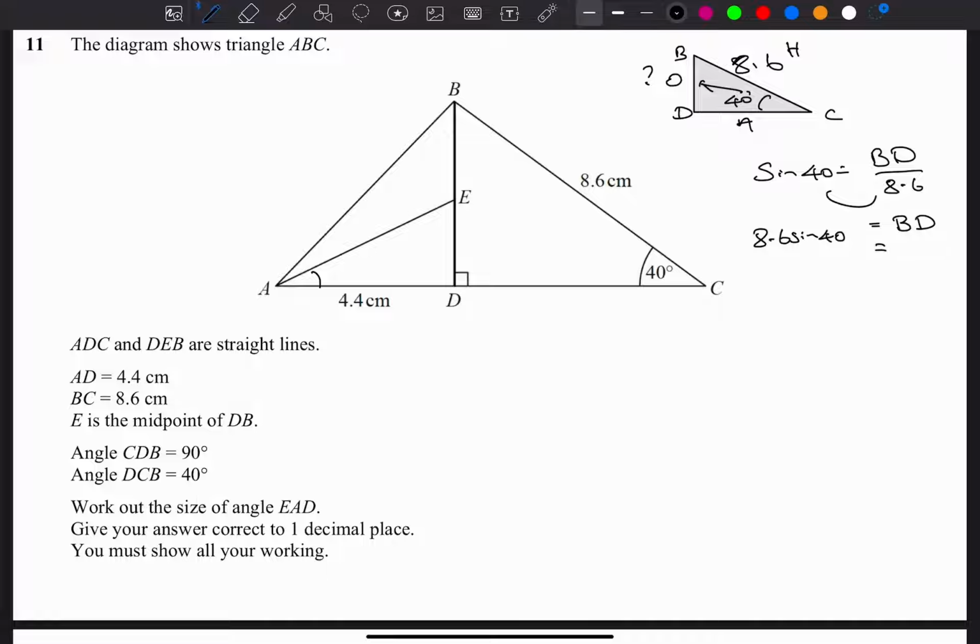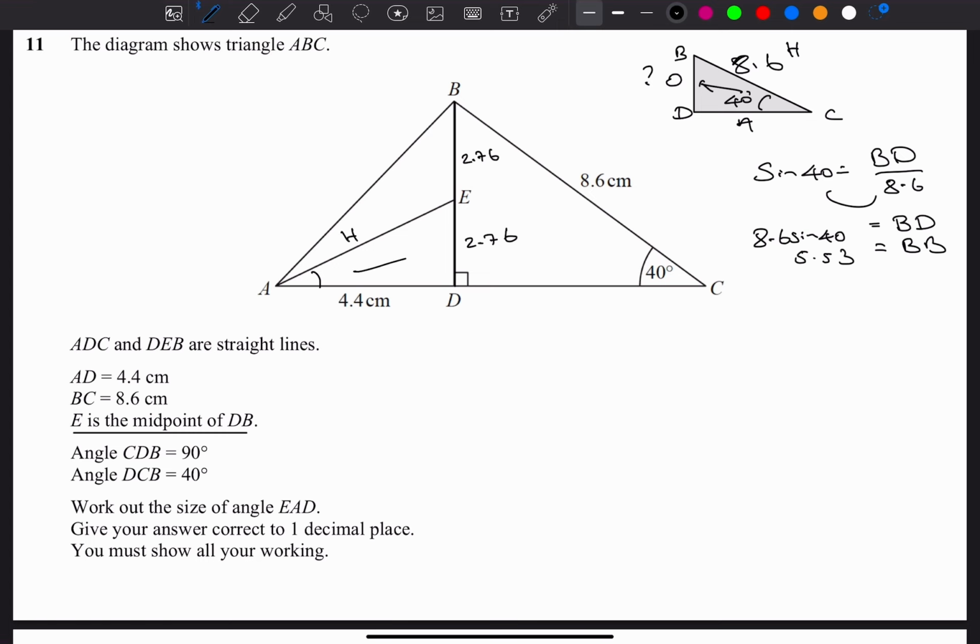Which will make BD 5.53. Always use two decimal places in the middle of a question anyways. So BD is 5.53, but then they told you, remember, E is the midpoint of BD. So you have to divide it by 2, 2.76 roughly. Then you want the angle EAD, which is this angle.